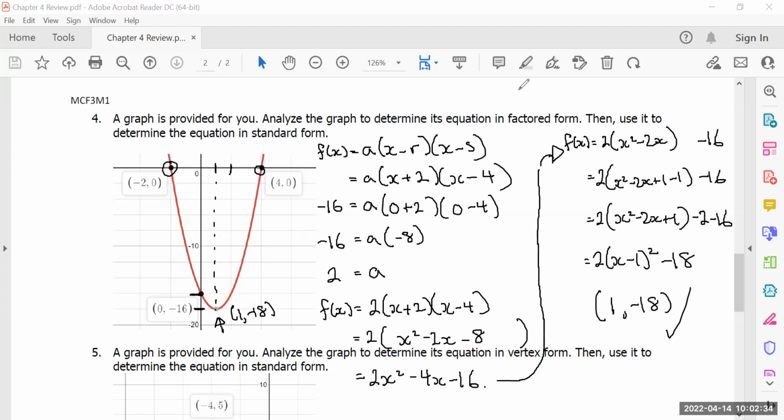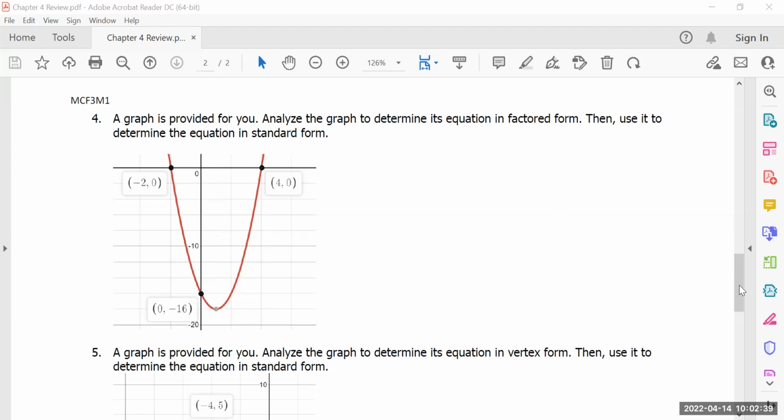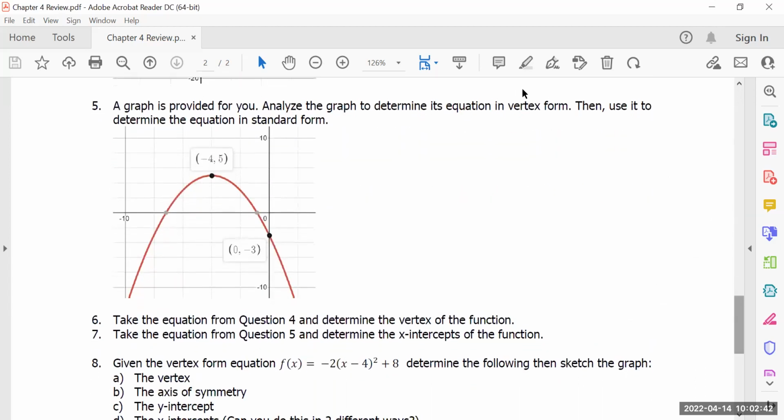Last one I'm going to do for this video is number 5. This time a graph is given and I give you the vertex. Analyze it, determine its equation in vertex form. Here it is. Vertex form will look like this. That means I have my vertex as a -4 and a +5. You're half done. All you need now is the a value.